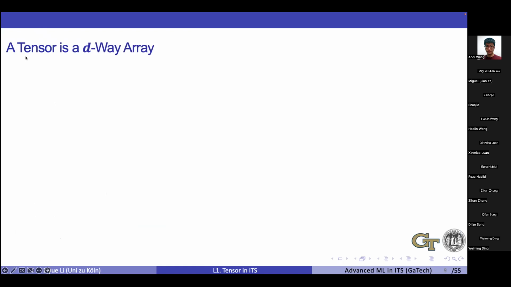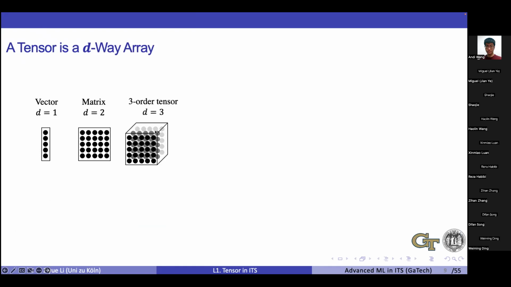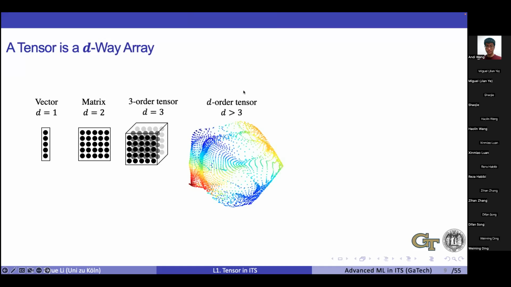A tensor is called a D-way array, and you have all seen tensors before. If D equals 1, it is a vector; if D equals 2, a matrix; D equals 3, a cube; and if D is larger than 3, it can be quite complex. I found a beautiful picture for it. So that's our metro station. Can the passenger inflow data be formulated as a tensor? The answer is yes. So how?